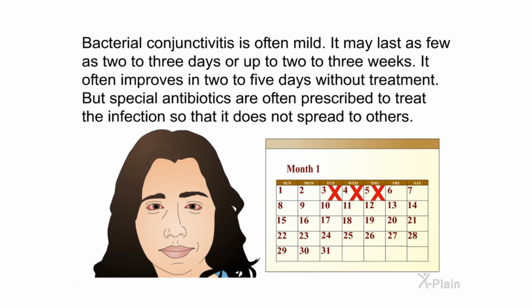Bacterial conjunctivitis is often mild. It may last as few as 2 to 3 days or up to 2 to 3 weeks. It often improves in 2 to 5 days without treatment, but special antibiotics are often prescribed to treat the infection so that it does not spread to others.